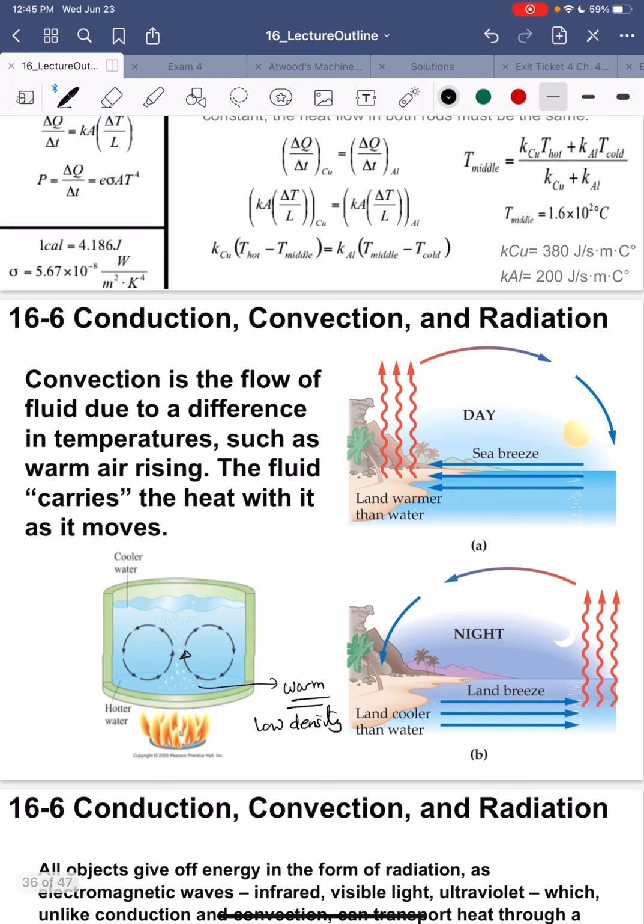Now this is here to show you how this is really related to the wind, land warmer than the water. This is during the day because of the sun. The air that is close to the earth is going to be warm, then it's going to go up and push the cold, and then we're going to have the sea breeze. The opposite is going to happen at night.